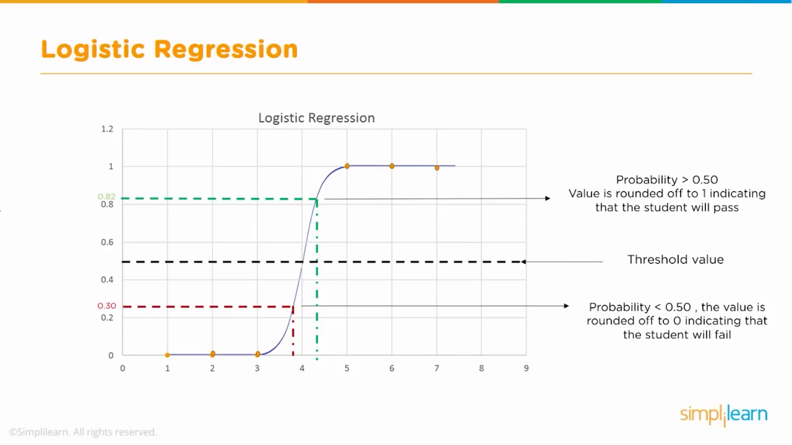And the probability, if it's greater than 0.5, the value is automatically rounded off to 1, indicating that the student will pass. So if they're doing a certain amount of studying, they will probably pass. Then you have a threshold value at the 0.5. It automatically puts that right in the middle usually. And your probability, if it's less than 0.5, the value is rounded off to 0, indicating the student will fail. So if they're not studying very hard, they're probably going to fail. This, of course, is ignoring the outliers of that one student who's just a natural genius and doesn't need any studying to memorize everything. That's not me, unfortunately. I have to study hard to learn new stuff.